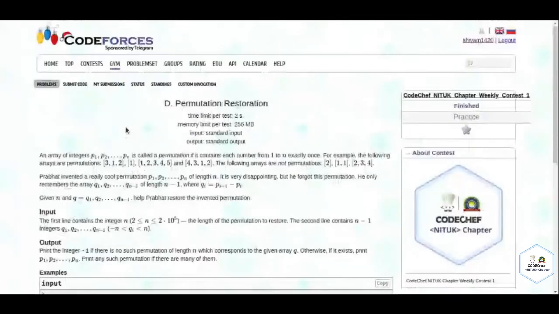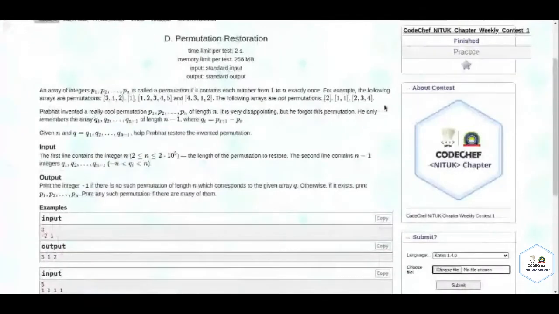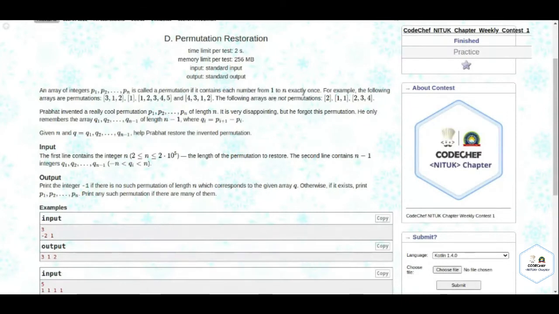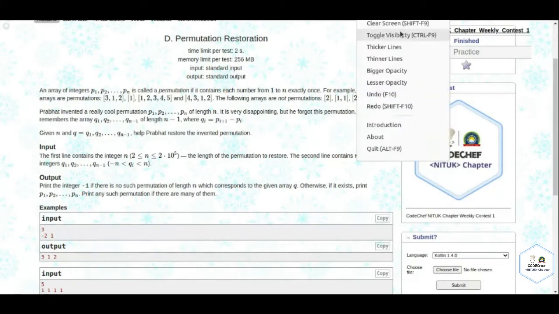Permutation restoration. Okay. So the array of integers p1 to pn is called a permutation if it contains numbers from 1 to n exactly once. What does this mean? That there are total n numbers, and the values of the numbers range between 1 to n, and they appear exactly one time.